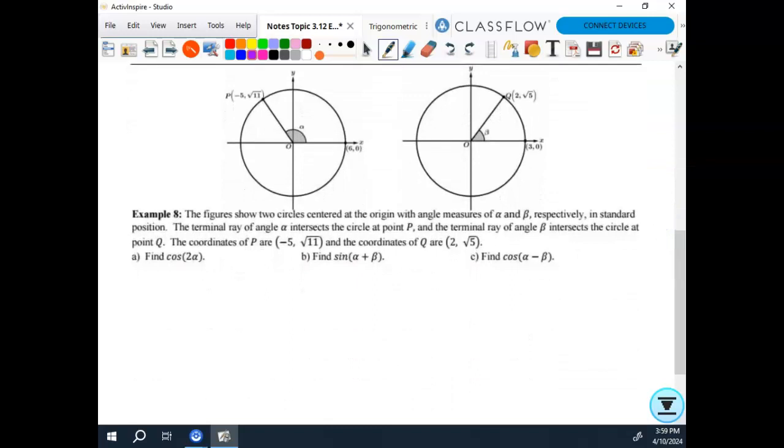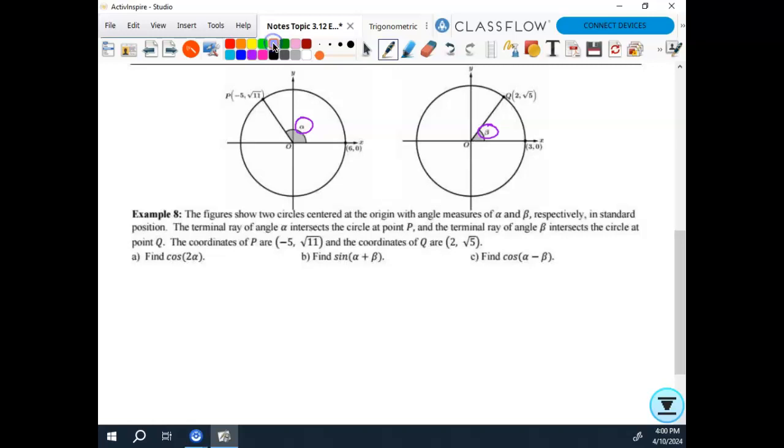So let's look at these. The figure shows 2 circles centered at the origin with the angle measures of alpha and beta. So this is alpha, this is beta. In standard position, the terminal ray of alpha intersects at point P, and the terminal ray of angle beta intersects at point Q.